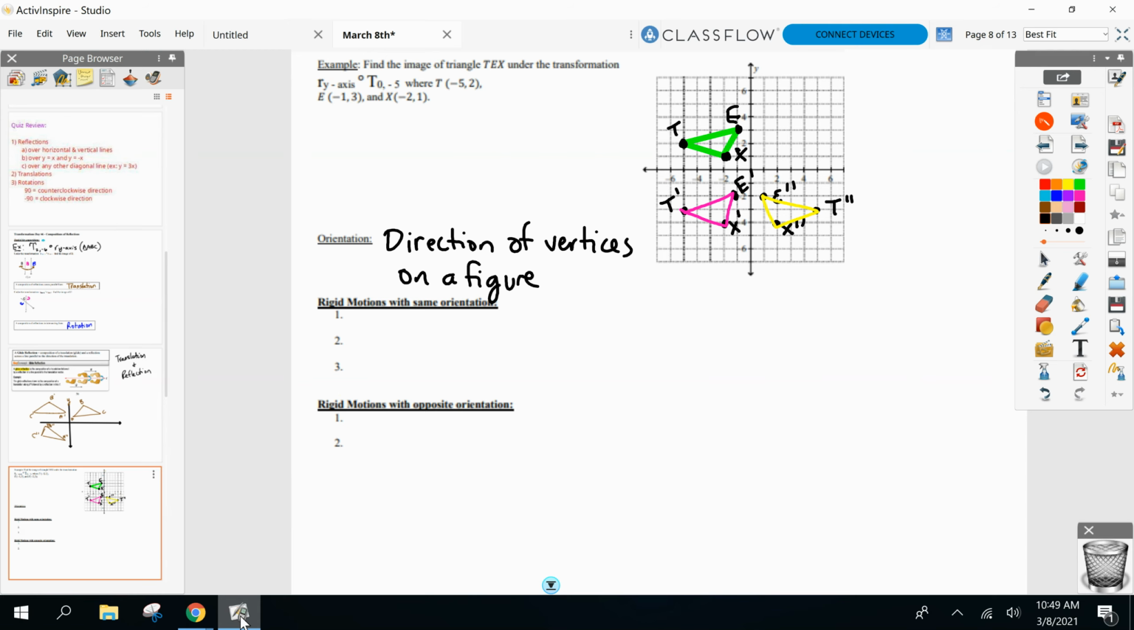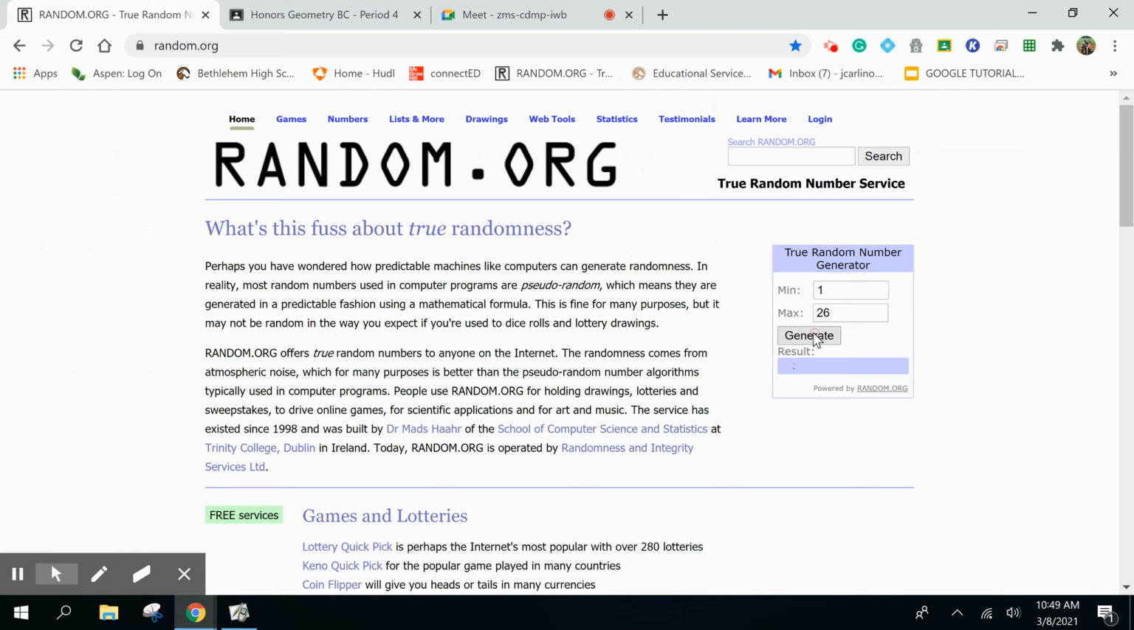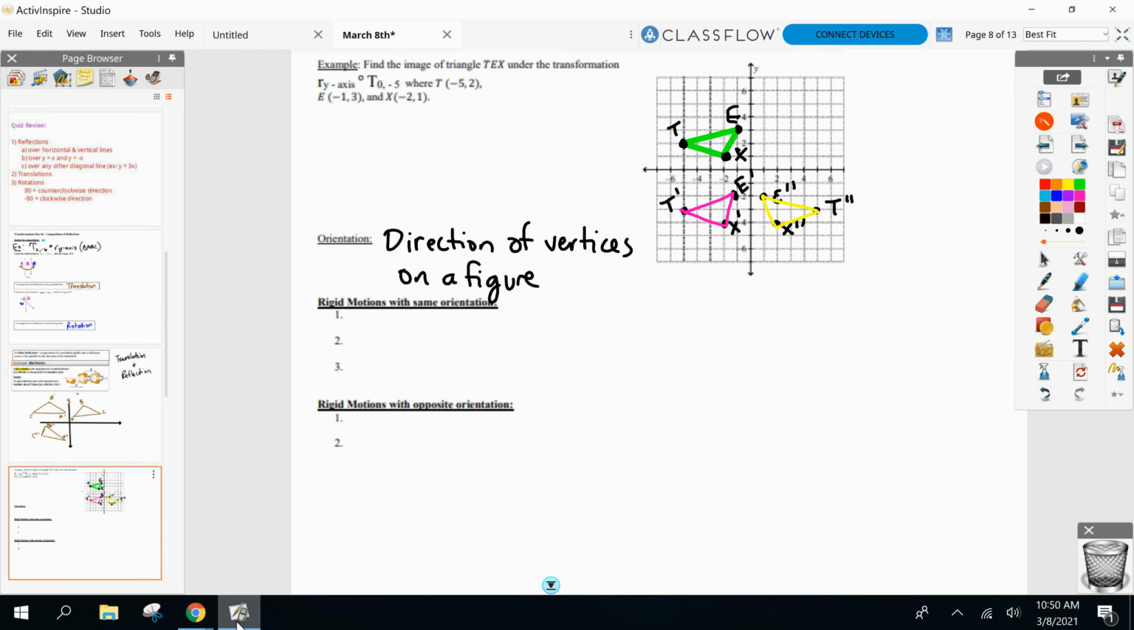Now go to the last triangle, the double prime. T to E to X back to T. What type of orientation now? What do you got, Quincy? Counterclockwise. That's counterclockwise, all right? Now, I just did T to E to X because that was the order it was given to me. You could go X to E to T back to X, but whatever order you go in, you need to go in the same order for the rest of the triangles to make sure you tell me what orientation they have.